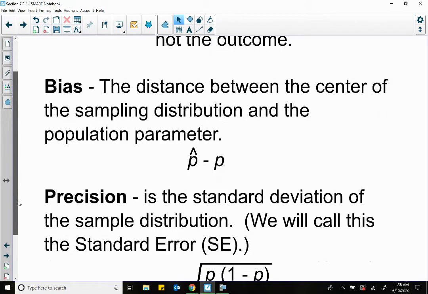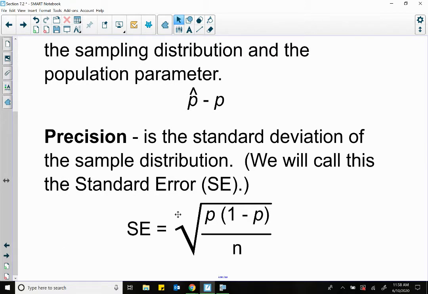And then the other piece that we use is what we call precision. Precision is the standard deviation of the sampling distribution. So you can see that standard deviation formula right here. We also call this SE, which stands for standard error. We like to use standard error with the population parameter, but if we do not know the population parameter, then we can use p hat in each one of these spots. I will stress that later on.